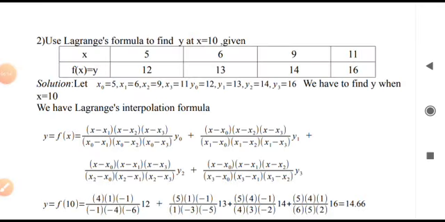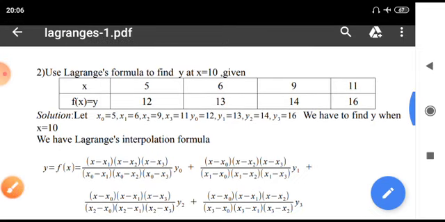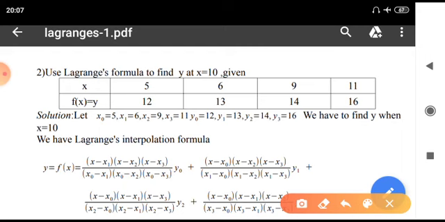Now, second problem. Use Lagrange's formula to find the value of y at x equal to 10. Given x and f of x value. This problem is similar to the first one. Again, we note that x0, x1, x2, x3 values are not equally spaced. That is, x1 minus x0 is 1, 6 minus 5 is 1, x2 minus x1, 9 minus 6 is 3, 11 minus 9 is 2. So here x values are not equally spaced.